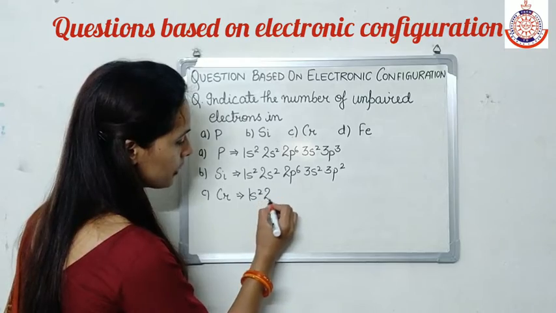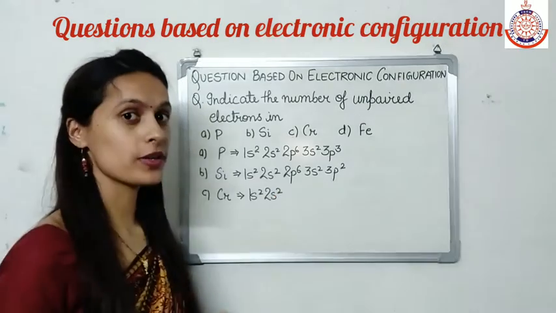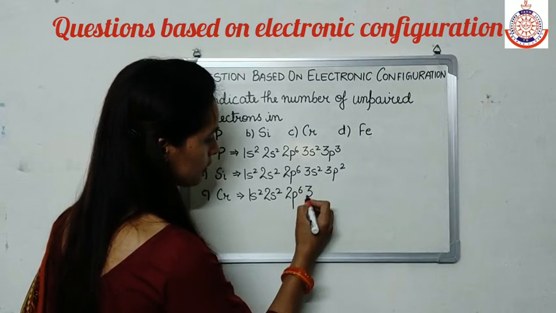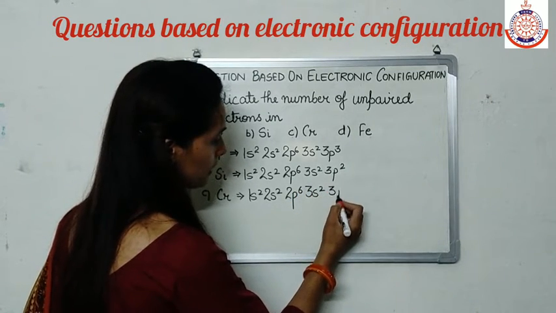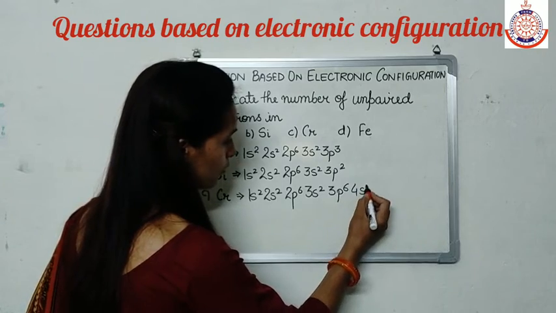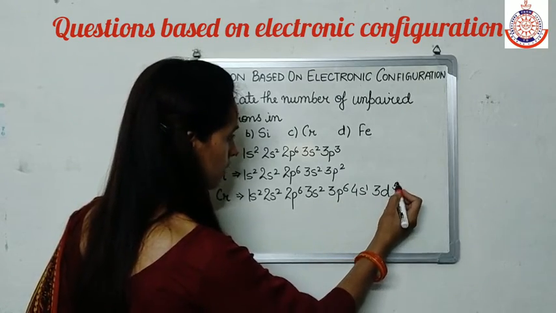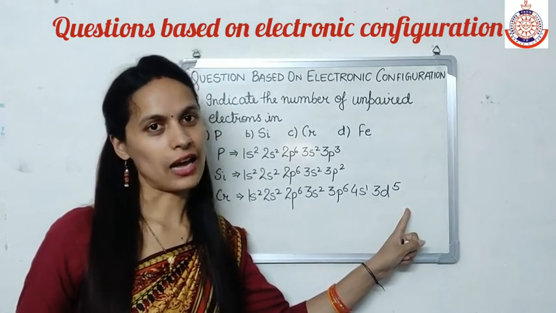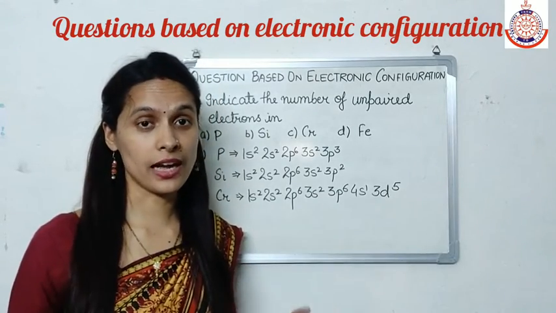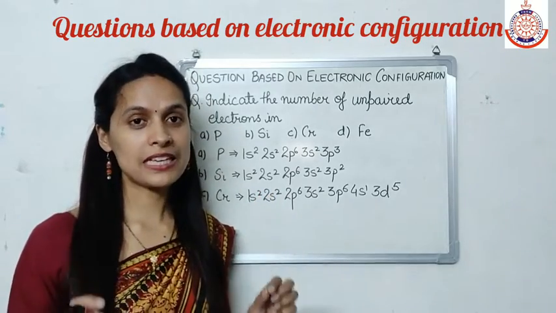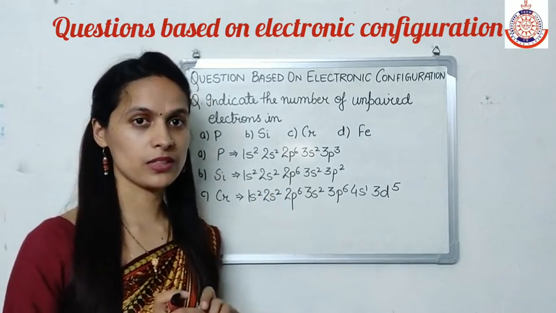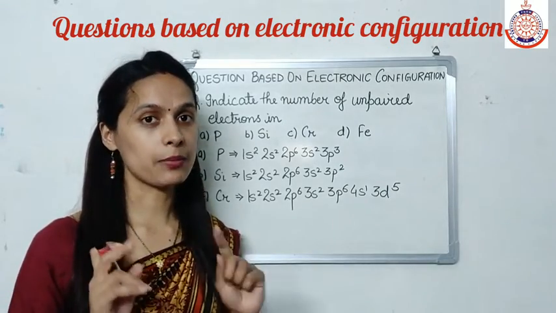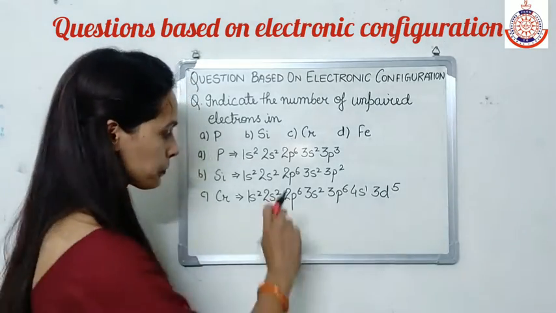1s2, I am writing here, and I hope you are writing there also. 2p6, 3s2, 3p6, 4s1, 3d5. Why I write 4s1 here and why 3d5 here, I hope you all know very well now. And if you don't know, then please watch the previous video, which is electronic configuration of elements. The link I'll provide in the description box.